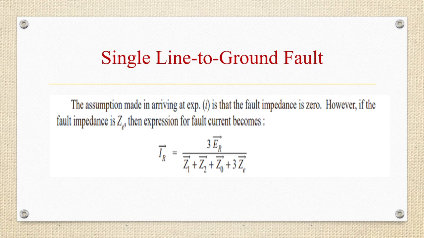The assumption made in arriving at expression 1 is that the fault impedance is 0. However, if the fault impedance is ZE, then the expression for fault current will become 3ER by (Z1 plus Z2 plus Z0 plus 3ZE). So if we are not considering the fault impedance ZE, our expression was 3ER by (Z1 plus Z2 plus Z0). 3ZE we have to add if we are taking fault impedance ZE into consideration.